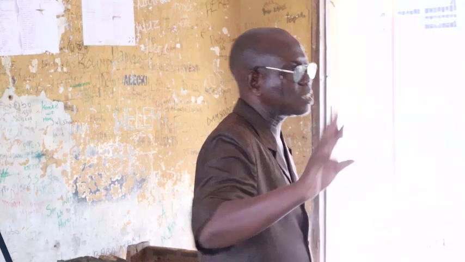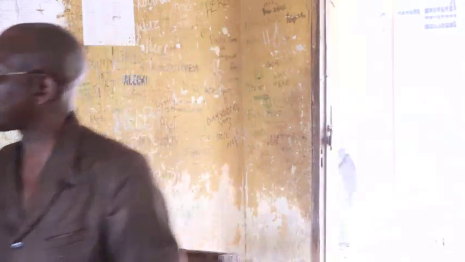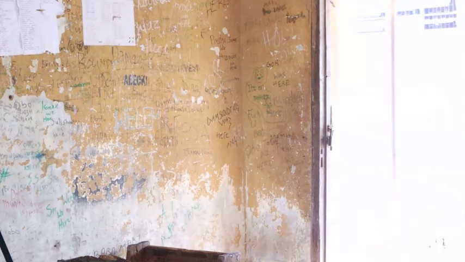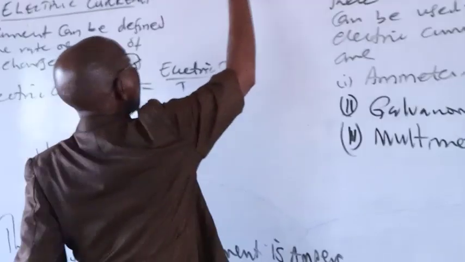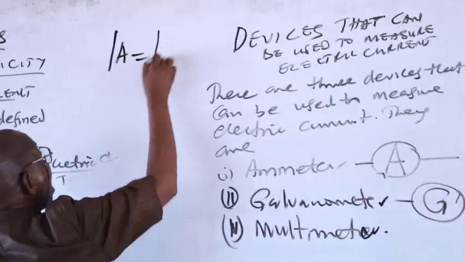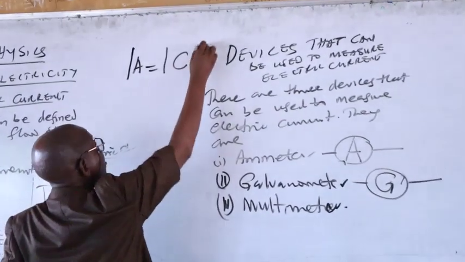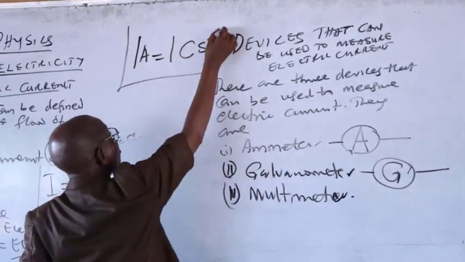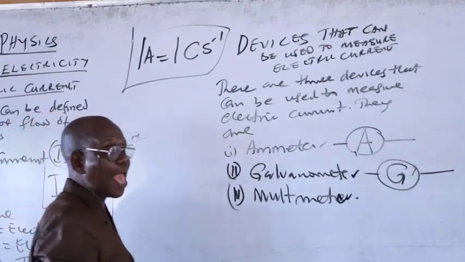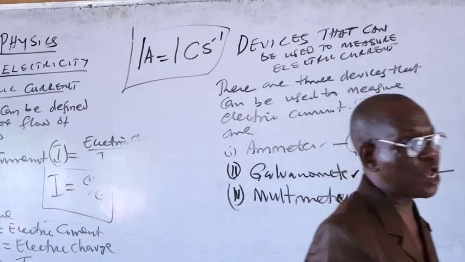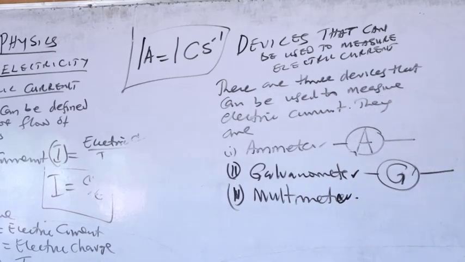Is that clear? How do we generate electric current? Please don't forget the unit. I have said it last year: 1 ampere equals 1 coulomb per second. That is the definition, and you can convert that. Then, briefly, how do we generate? There are questions like that.